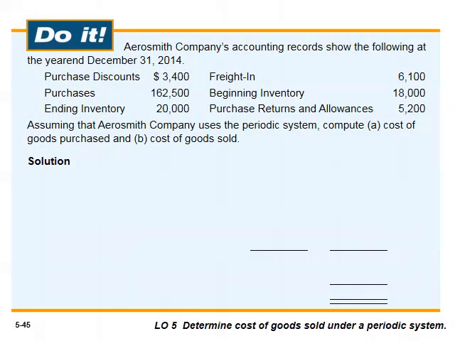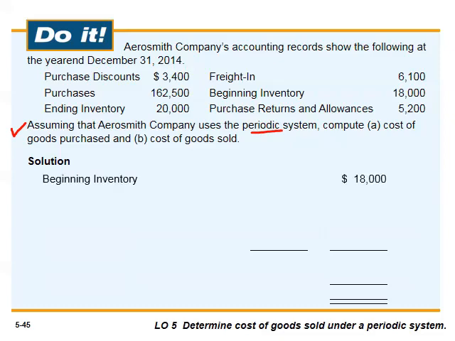So let's do an example. Aerosmith Company's accounting records show the following at year end, December 31st, 2014. They give you all this information, and then it says, assuming that Aerosmith Company uses the periodic system, compute cost of goods purchased and cost of goods sold.